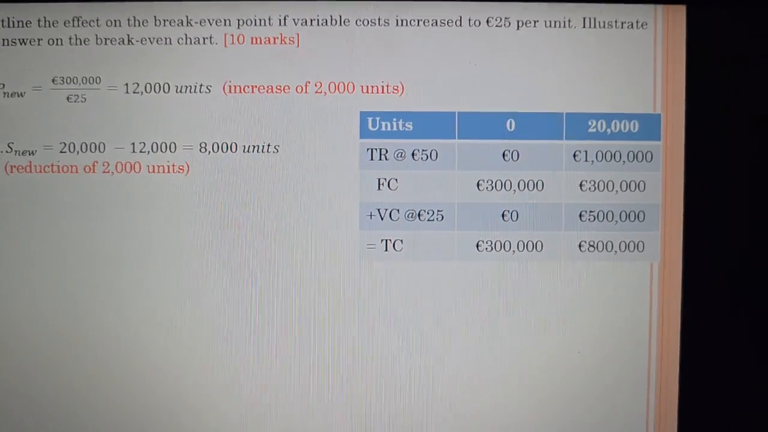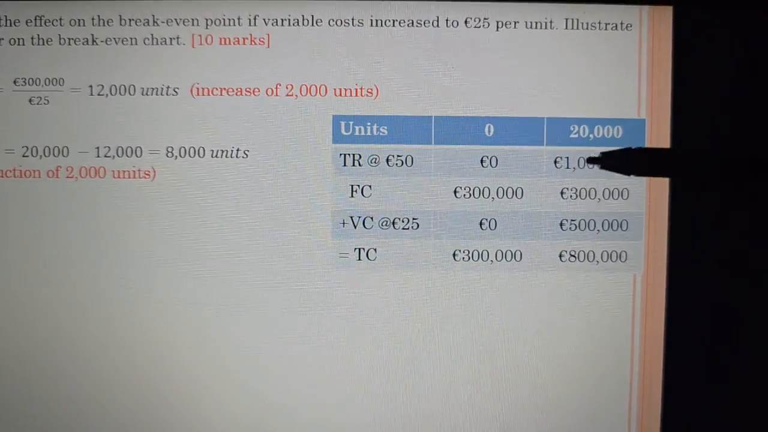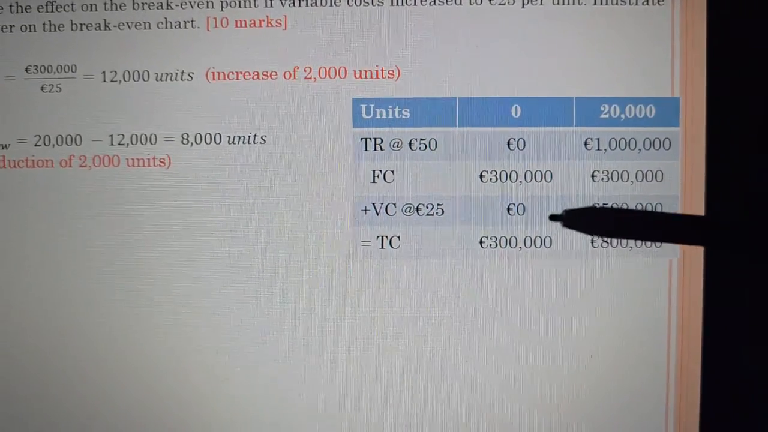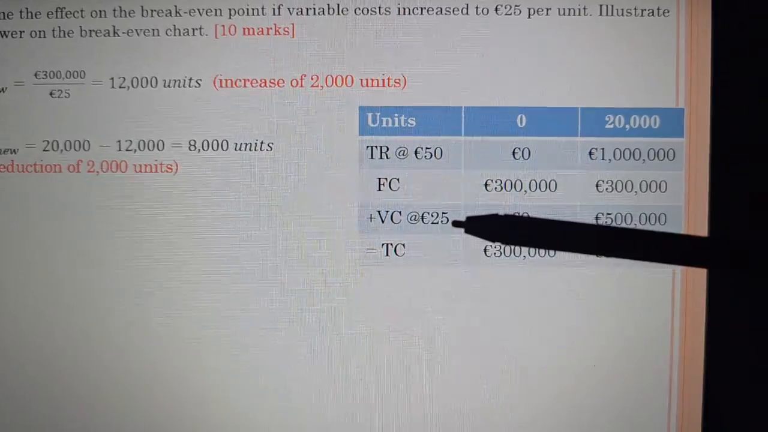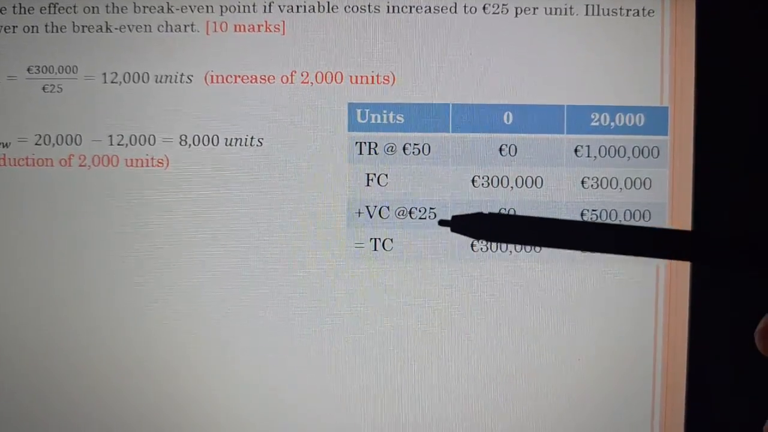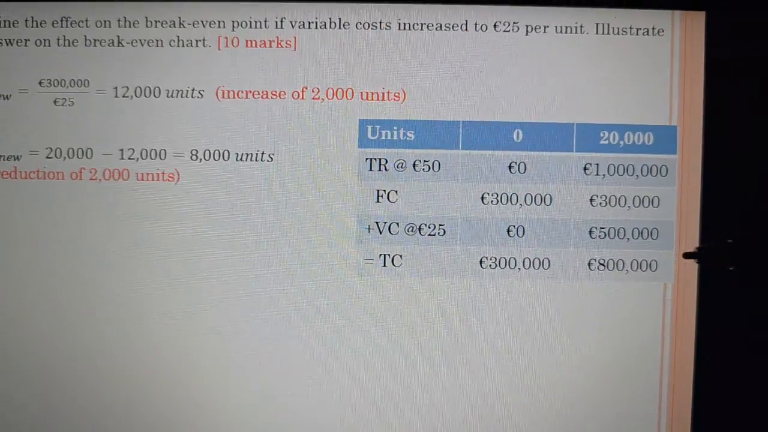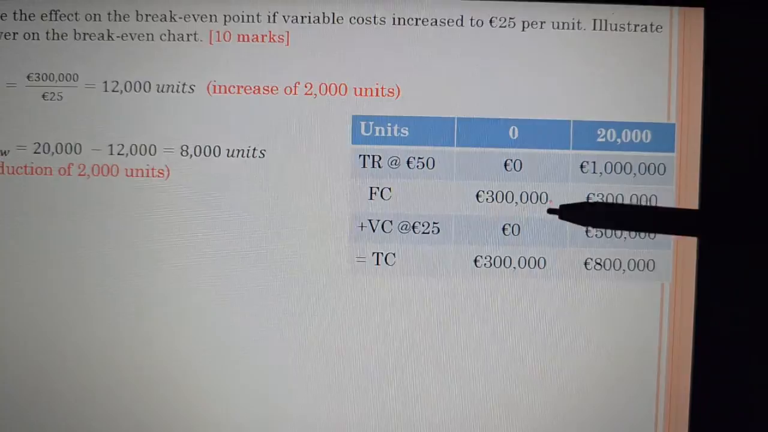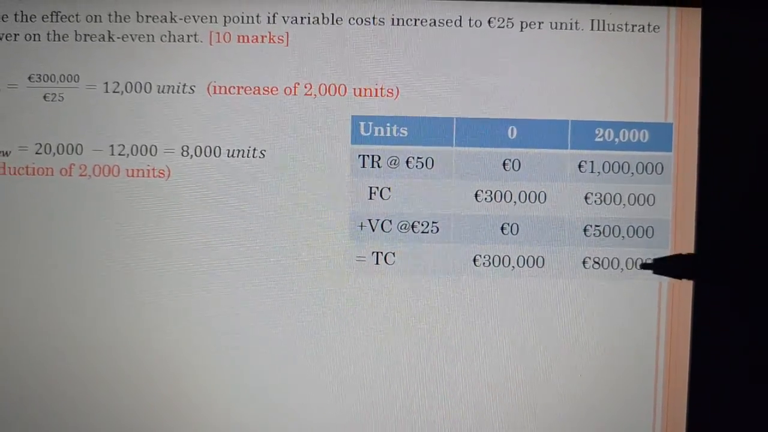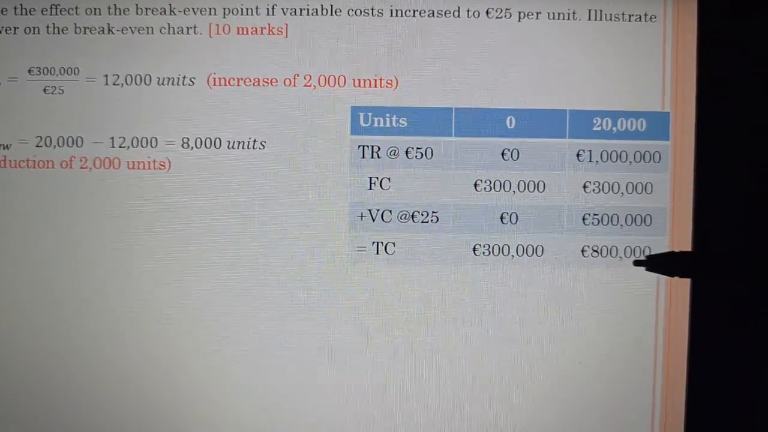Right, I'm going to show now how my new total costs will change. Total revenue does not change from what I had already calculated. Fixed costs don't change. Variable costs changed to €25 per unit. So 0 multiplied by €25 is 0. 20,000 units multiplied by €25 is now €500,000. My total cost is fixed plus variable together. That's 300 and this is going to go up to 800. So obviously now my total costs have increased.